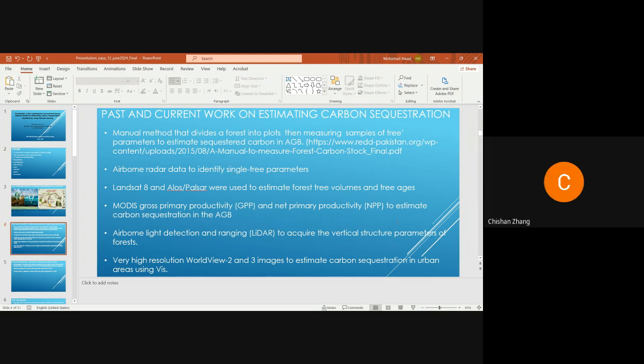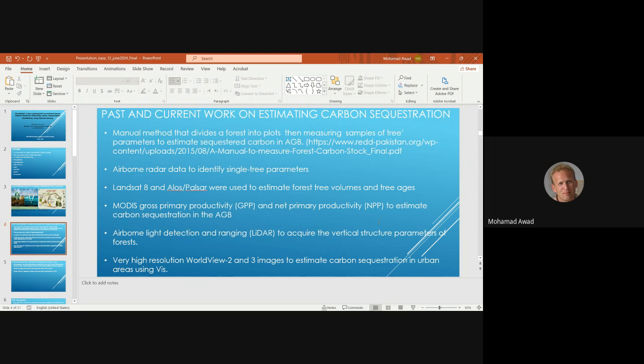Yes, yes. Okay. Past and current work on estimating carbon sequestration. The conventional way of estimating carbon sequestration used to depend on dividing a study area into plots and taking parameter measurements of the trees that exist in these plots, and then estimating the sequestered carbon in this above ground biomass. This normally takes a long time and requires a large budget to finish this kind of project.